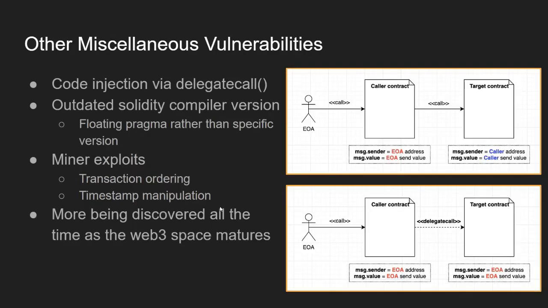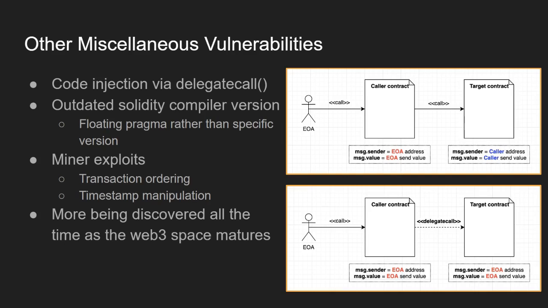And there's other miscellaneous vulnerabilities as well. Some funky stuff can happen with delegatecall. When you call a contract and that contract calls another contract, the msg.sender and value are updated each call. Delegatecall allows you to essentially tunnel through it and keep the sender and value the same. If you use an outdated Solidity compiler version, you can get funny behavior.